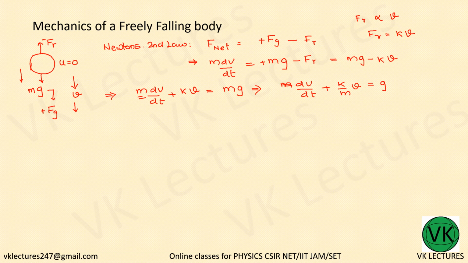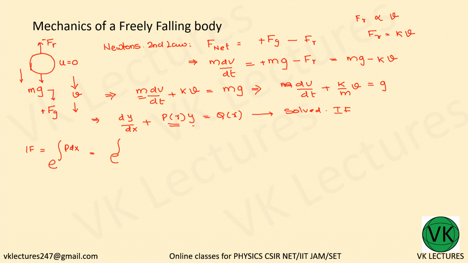Now this is of the form dy by dx plus p of x into y equal to q of x. This kind of equation can be solved using an integrating factor. Now what is the integrating factor here? The integrating factor is e to the power integral p dx. What is p here? It is the coefficient of y, where y is the dependent variable and x is the independent variable.